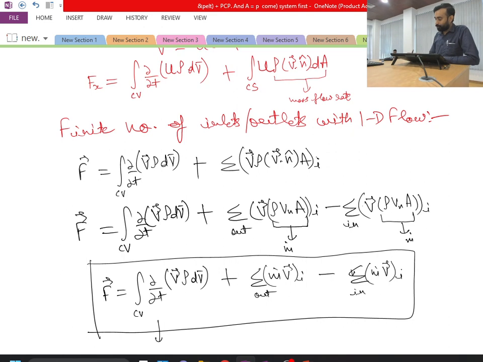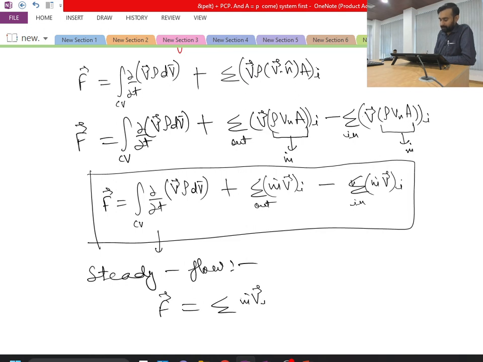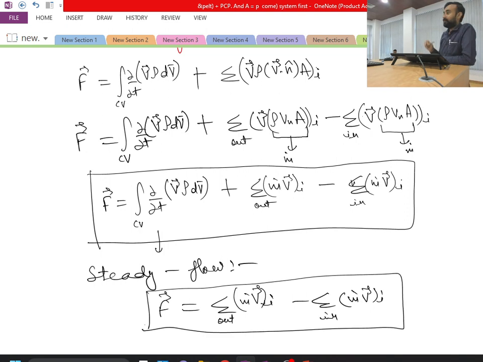Now how to further simplify this? If you have a steady flow situation, then variation with time will not come into the picture. Then the net force acting on the fluid element will simply be equal to the summation of m dot V vector i for outlets minus the summation of m dot V vector i for inlets. So simply the net rate of outflux of the momentum across the boundaries of the control surface.